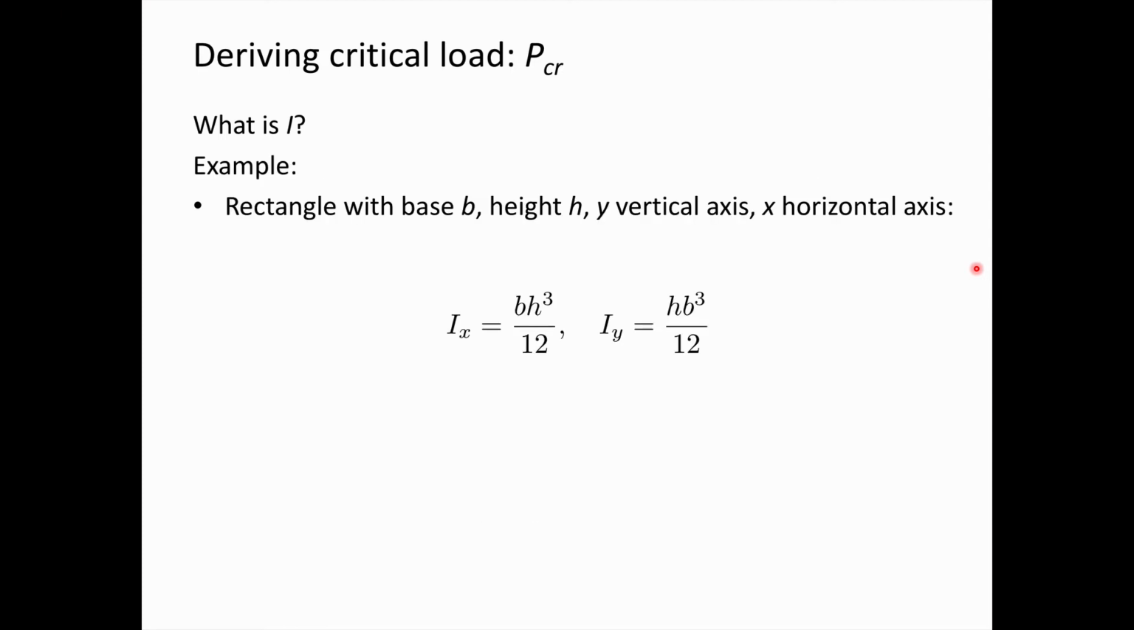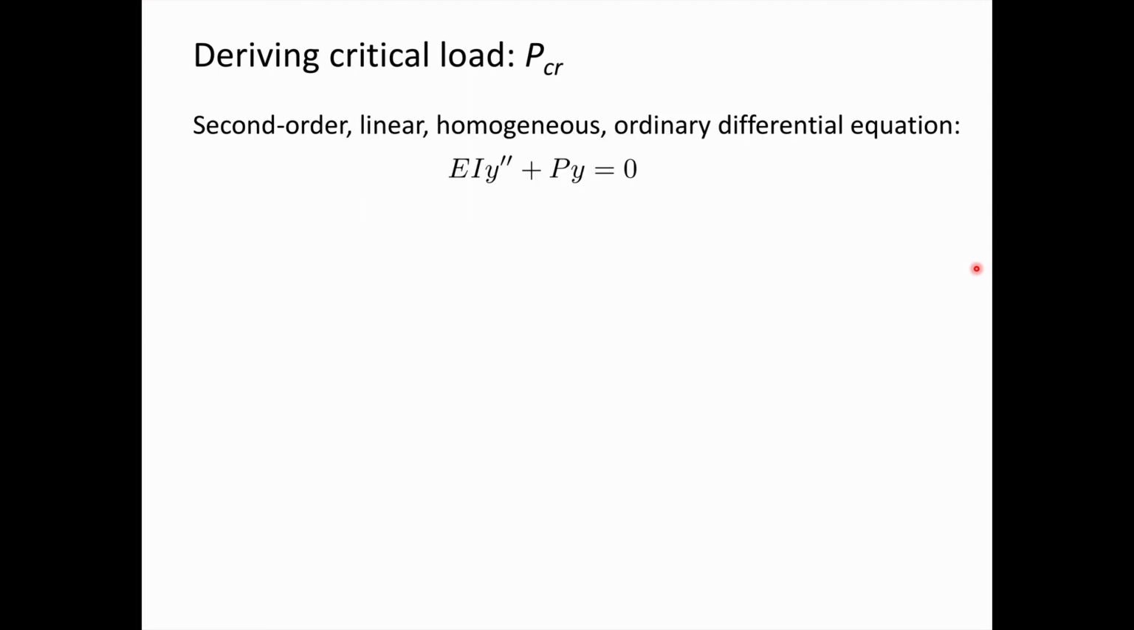So here's an example. Say we have a rectangular cross section where we have the base and height of the cross section geometry. We're saying y is the vertical axis, x is the horizontal axis. These are the results of the integrals that we described on the previous slide. So we have the second order differential equation.